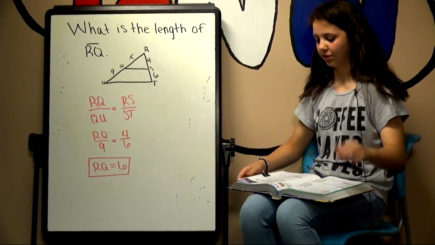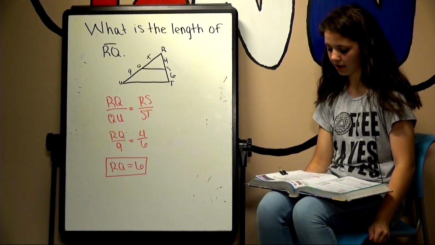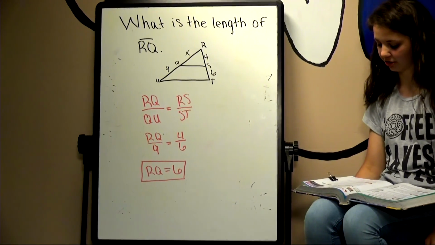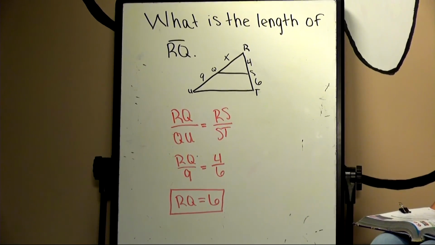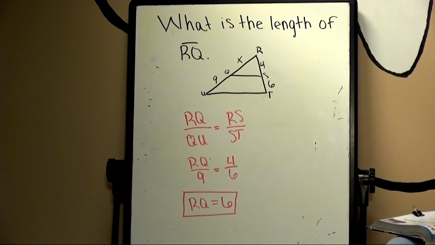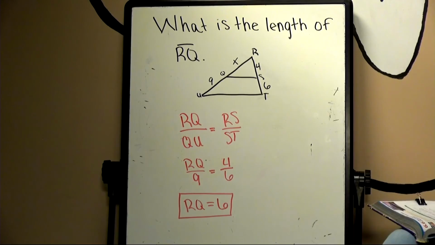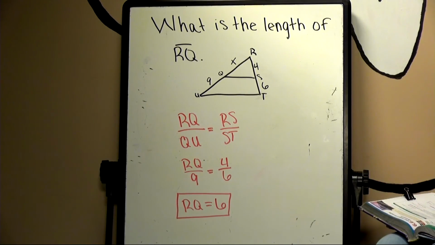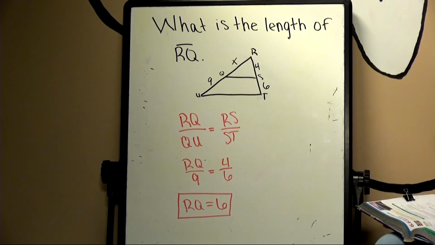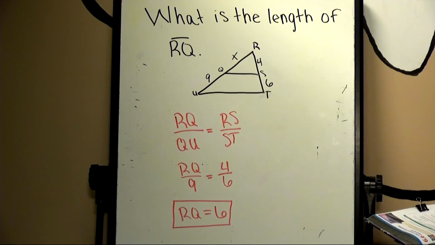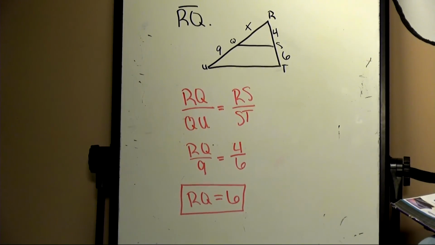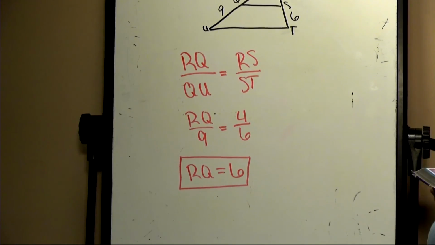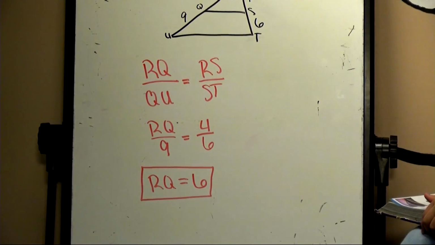Section 6.6 is using proportionality theorems. Theorem 6.4 is the triangle proportionality theorem. If a line parallel to one side of the triangle intersects the two other sides, then it divides the two sides proportionally. So what is the length of side RQ? RQ over QU equals RS over ST. And then you'd plug in the numbers, so it would be RQ over 9 equals 4 over 6. And then you would divide and multiply, and RQ equals 6.